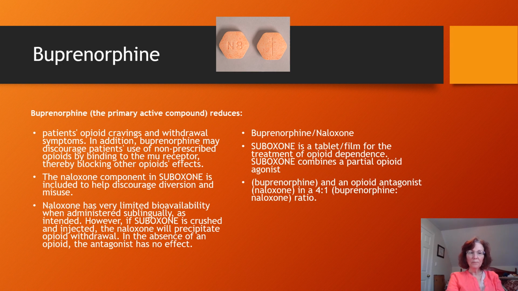Naloxone has a very limited bioavailability when administered sublingually. However, if Suboxone is crushed and injected, the naloxone will precipitate opioid withdrawal. In the absence of an opioid, the antagonist has no direct effect. Suboxone, or buprenorphine-naloxone, is a tablet or film that is used for the treatment of opioid dependence. It has a 4:1 buprenorphine to naloxone ratio.